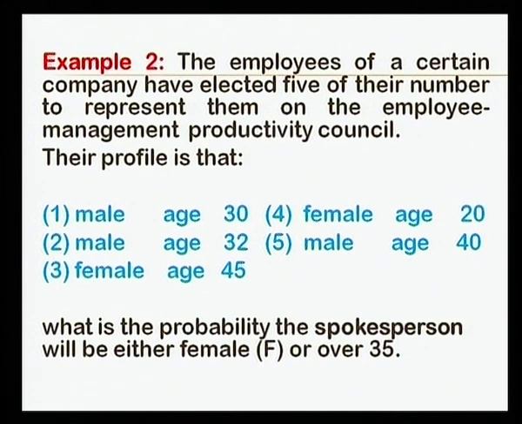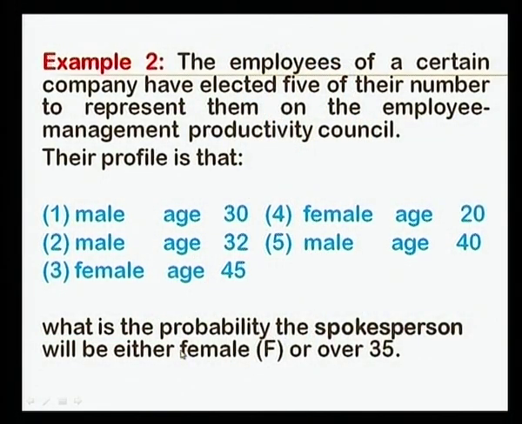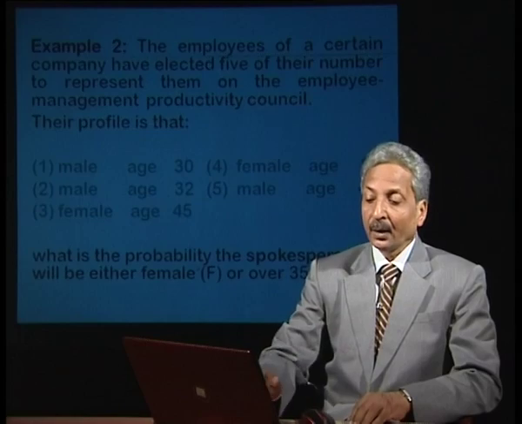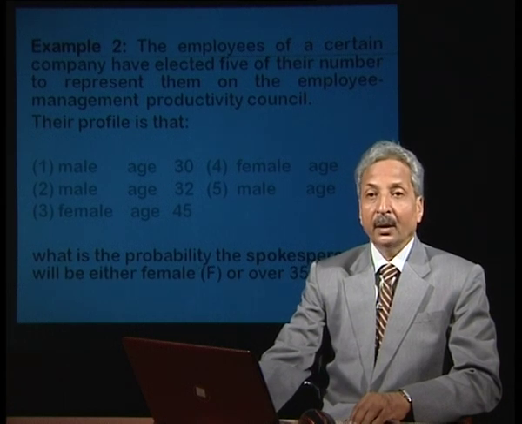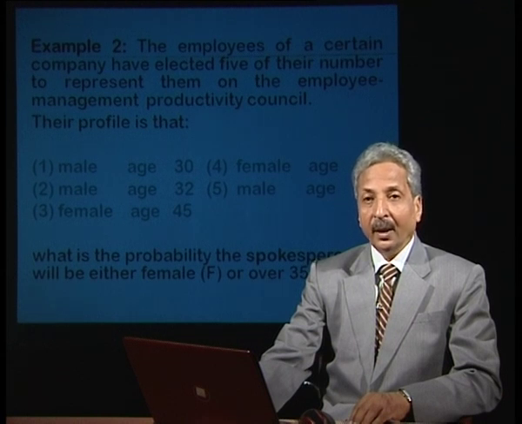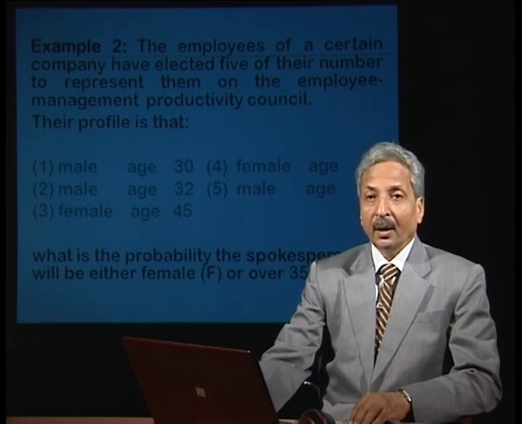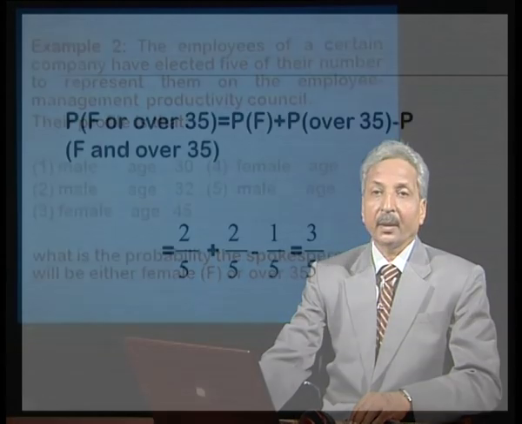Now, this Management Productivity Council wants to elect one of the 5 members as their spokesperson. Now, the question is, what is the probability that the spokesperson will be either female or over the age of 35? So, again we are interested here to find the probability of A union B, where the event A denotes that the selected person is a female and event B denotes that the selected person's age is over 35.